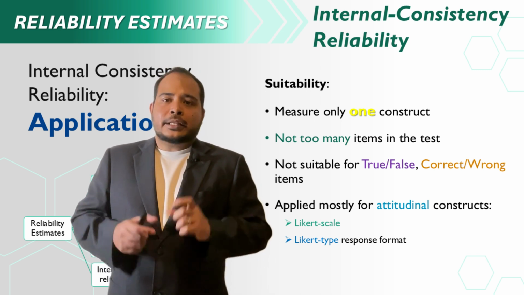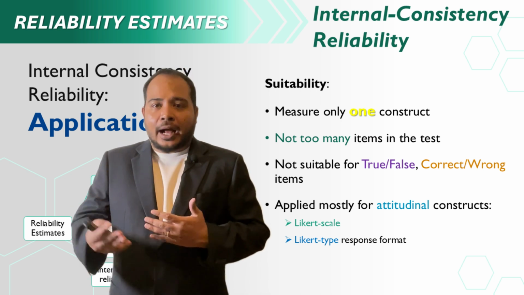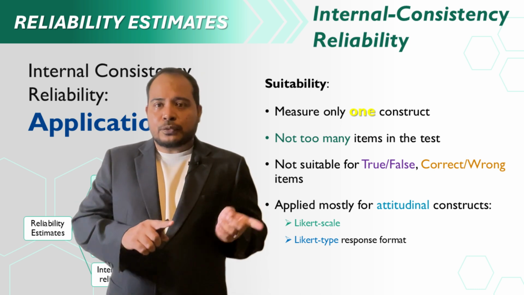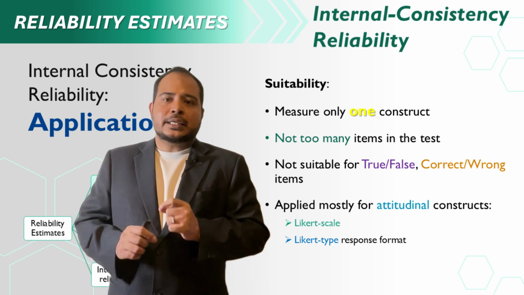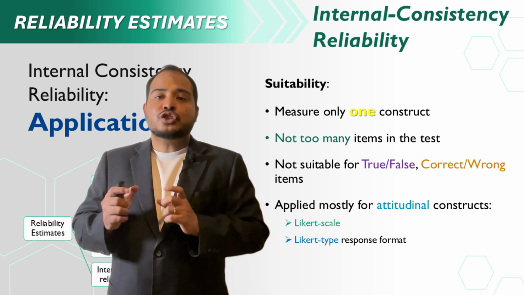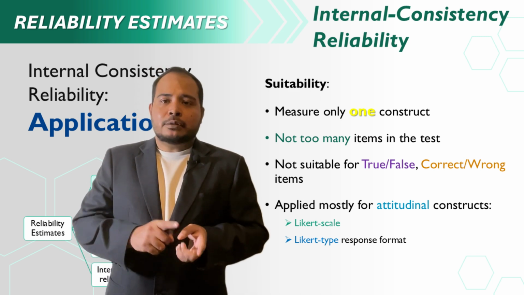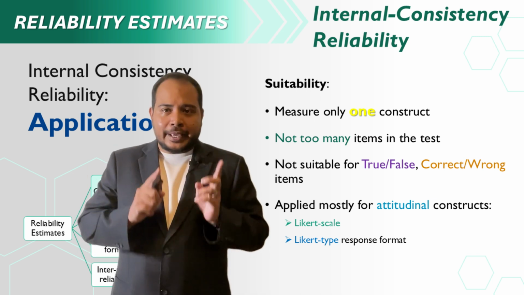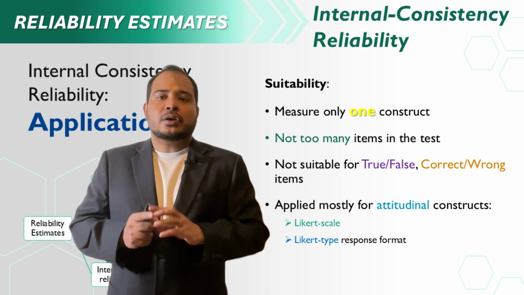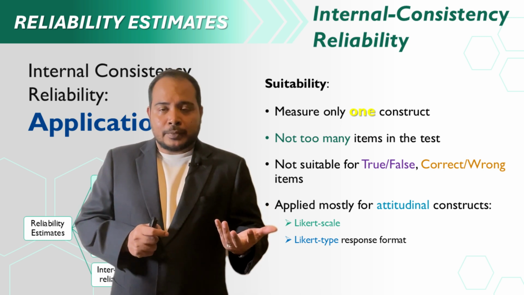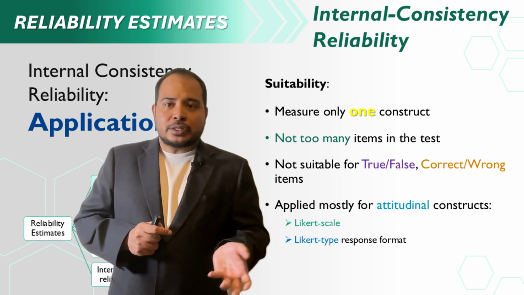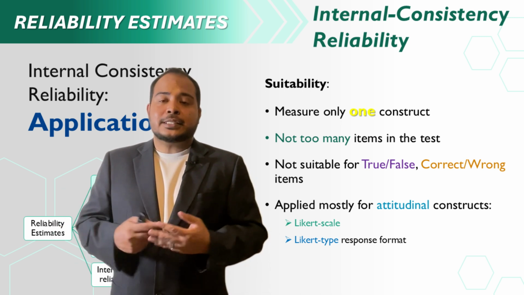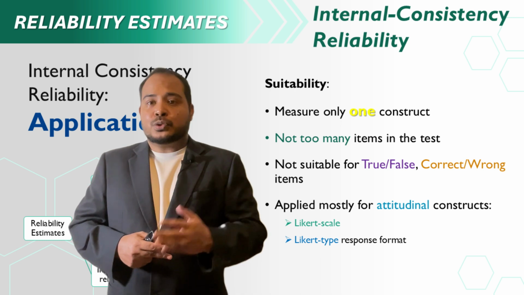First one, the scale, the measure that we want to find out the reliability of, measures only one construct. If you recall, internal consistency is measuring the homogeneity of the items, whether the items measure one construct or not. So it measures only one construct. Please bear in mind, this one construct does not refer to whether it is unidimensional or multidimensional. Sometimes your construct might be unidimensional, so this is clear cut, whereby the test is supposed to be homogeneous.